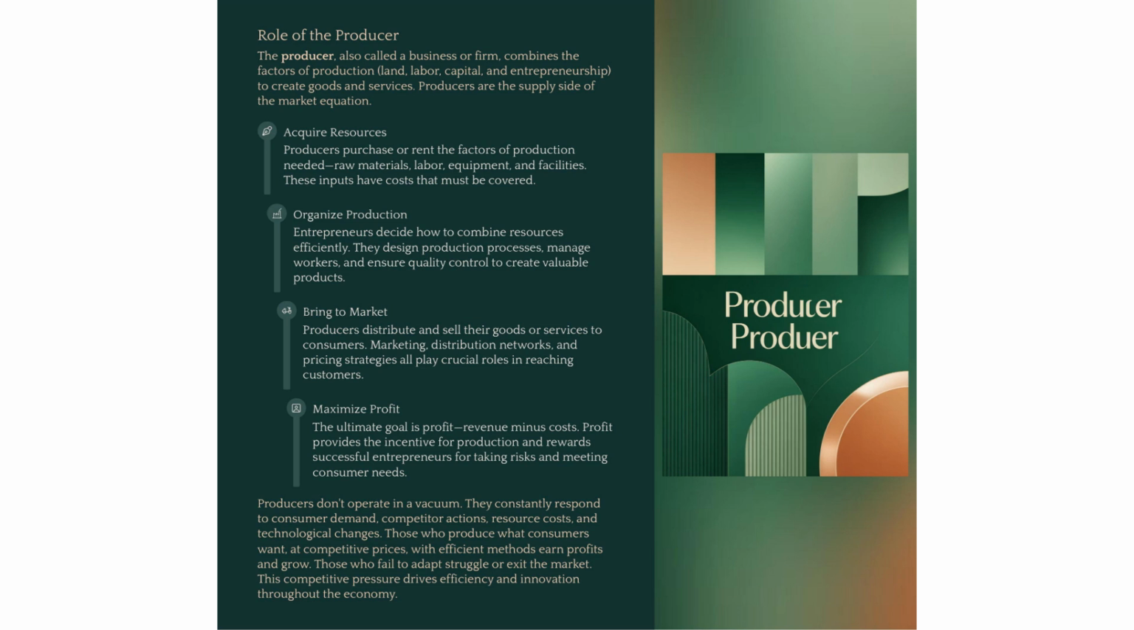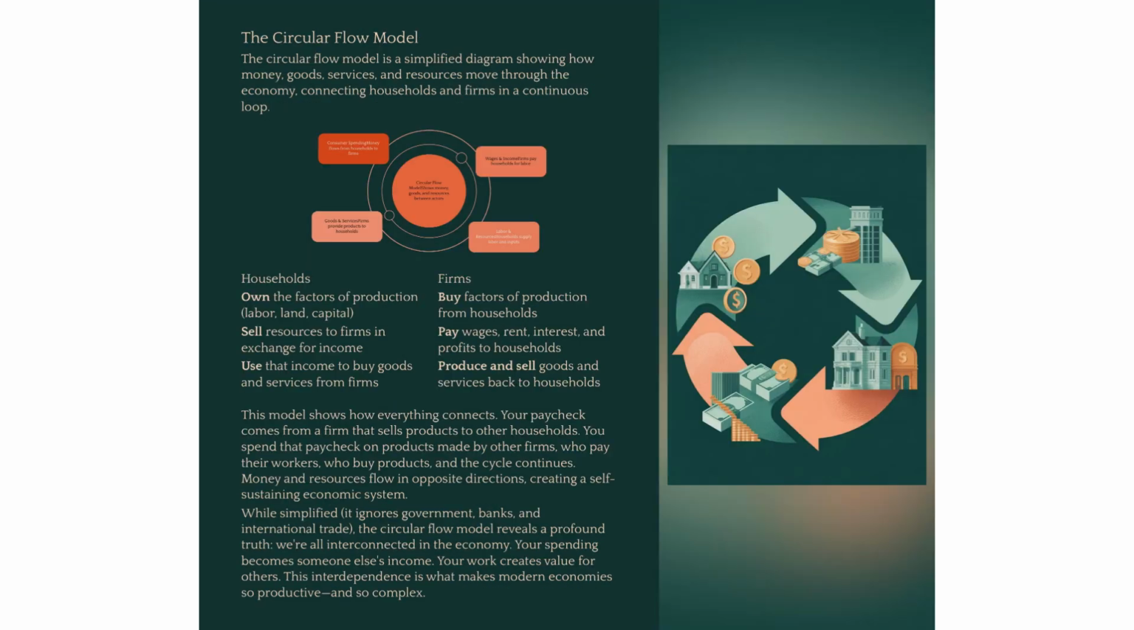The producer or business is the one in charge of making the products that consumers want. Their main goal is to maximize profit, which is the money they have left over after paying all their costs. To make a profit, they must be efficient. They have to combine the land, labor, and capital in the smartest way possible to keep their costs low. If they listen to what the consumers are buying and efficiently produce it, they succeed. If not, they fail.